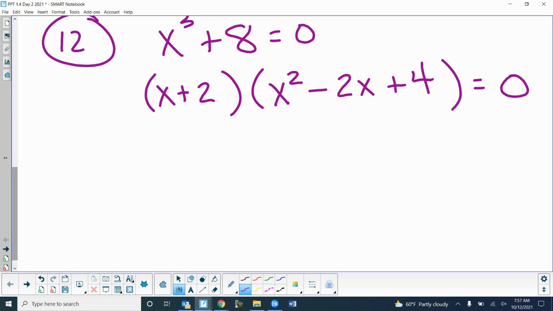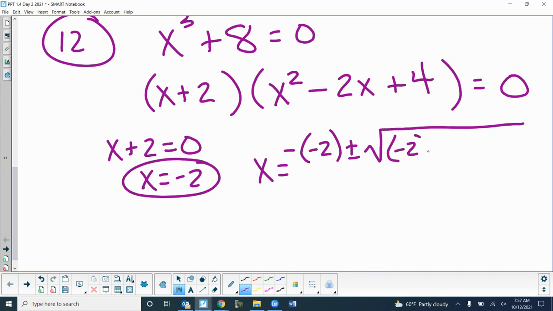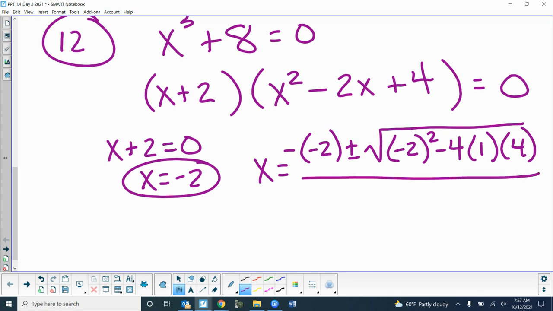All right, once we get it factored, we set the factors equal to 0 to finish it up. Most of you don't need to do this part for this one. You guys all know the answer is what? Negative 2, right? That's a quadratic. That won't factor any further. So you need to use the quadratic formula to solve that one, like we did last week. So we go x equals negative b plus or minus the square root of b squared minus 4 times a times c all over 2 times a.